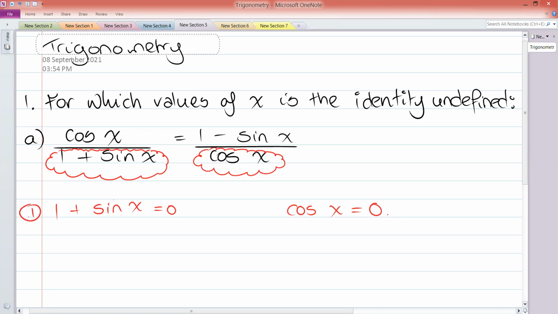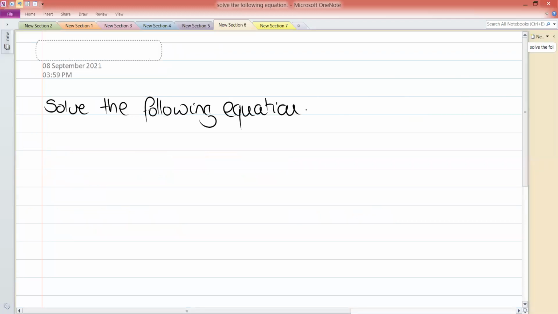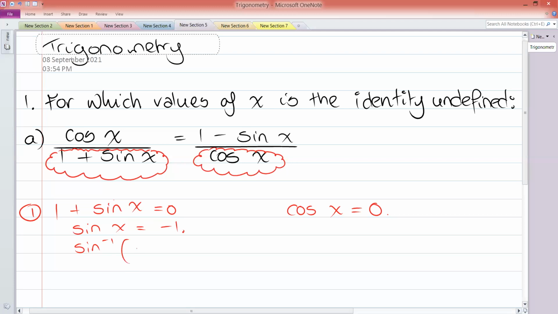So we're going to work on this first one and solve that first. Using inverse operations or the balancing method, we're going to take the plus 1 over, it becomes -1. Then the next step is inverse sine both sides. So this side you're left with x equals inverse sine -1. What do we get?